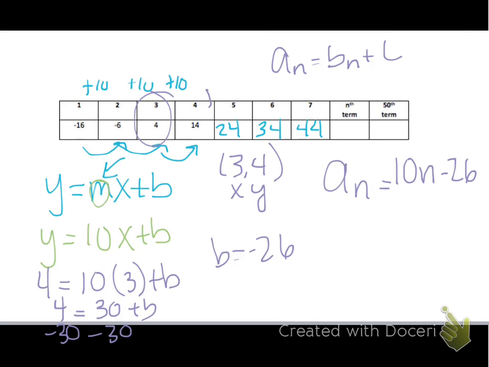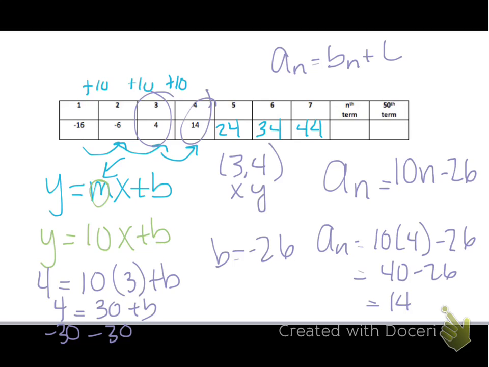Now if I plug things in, I should get the answers right. So let's try 4 and see if we get the same output. So a sub n equals 10 times 4 minus 26. 10 times 4 is 40. 40 minus 26 is 14.